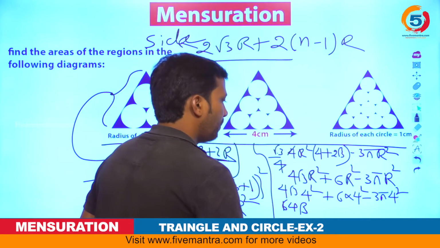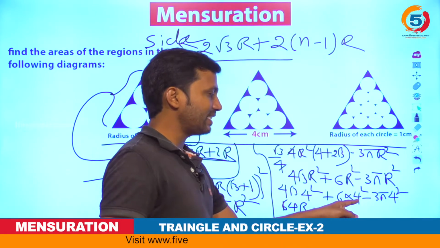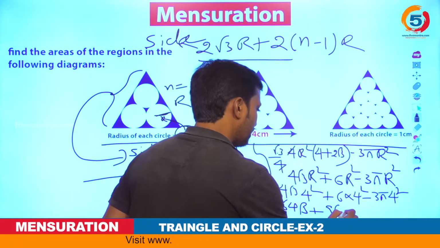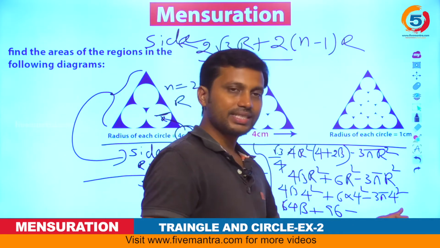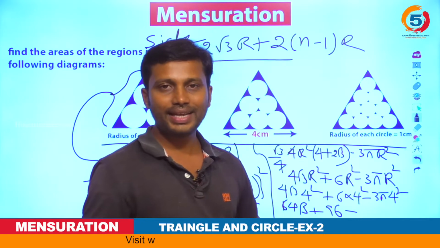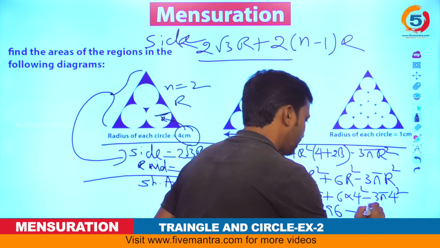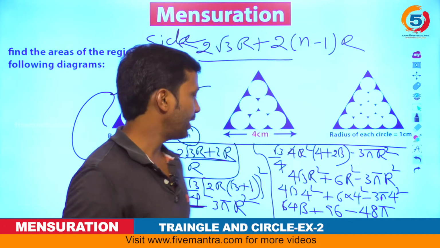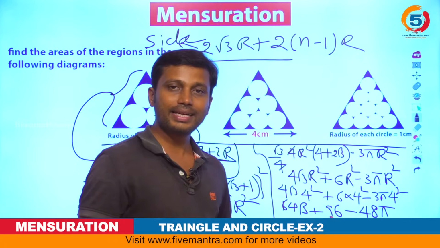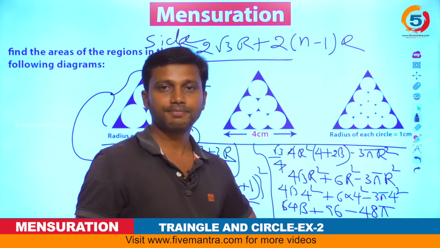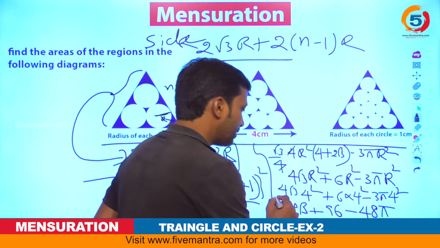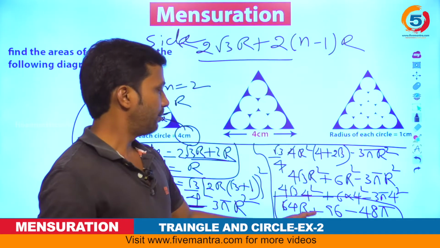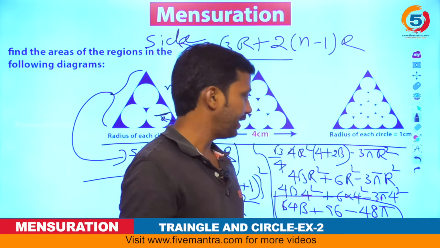root 3 plus 4 4s are 16, 16 6s are 96, or not, plus 96 minus 4 square 16, 16 into 3 is 48, isn't it? So 48 pi. So what is your final answer? Okay, here 64 root 3 plus 96 minus 48 pi. So what is your final answer? 64 root 3 plus 96 minus 48 pi.